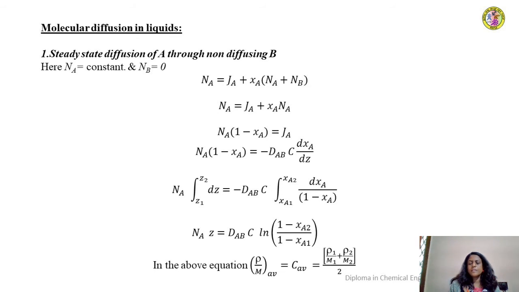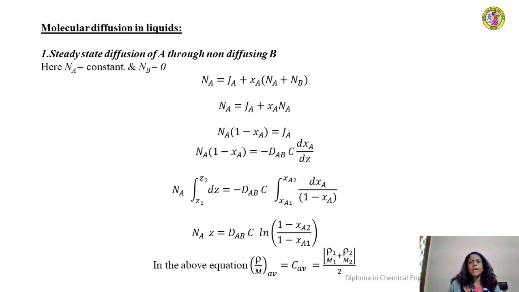When we discussed the steady state diffusion of A through non-diffusing B for gases, I gave you one example for that case, that is gas absorption, which involves the absorption of ammonia in water from air. There the two phases are involved. One is a gas phase containing ammonia and air. The other one is a liquid phase containing liquid water.